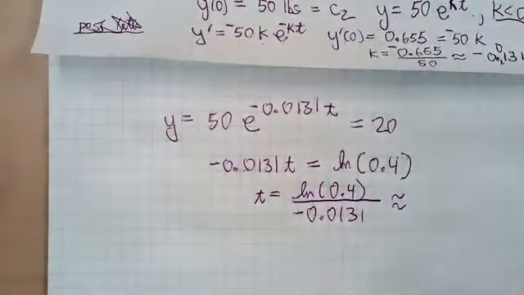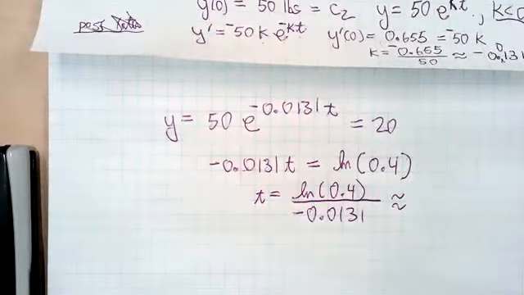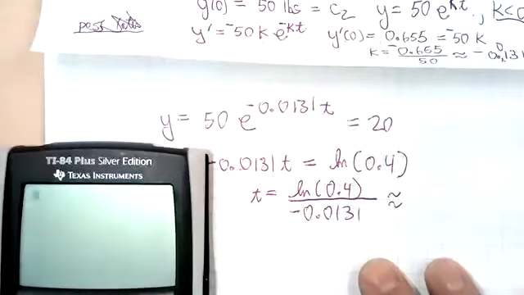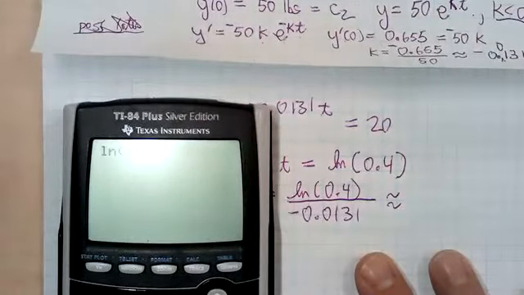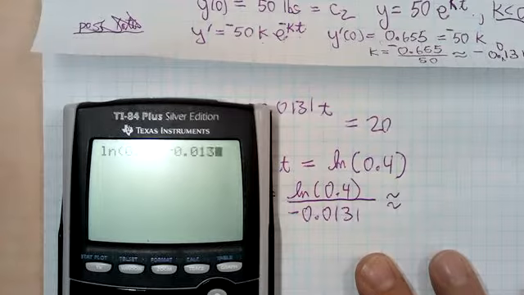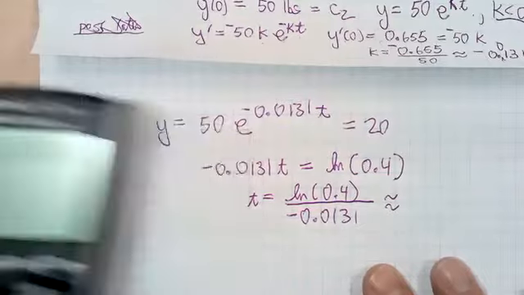And of course, as you have already figured out, there are some assumptions in this model that are not exact. Like the mixing is perfect and things like that. That's not true in any real system. So there's no sense carrying a bazillion digits here. It's just not going to be that accurate. However, log of 0.4 divided by negative 0.0131 gives me 69.9.